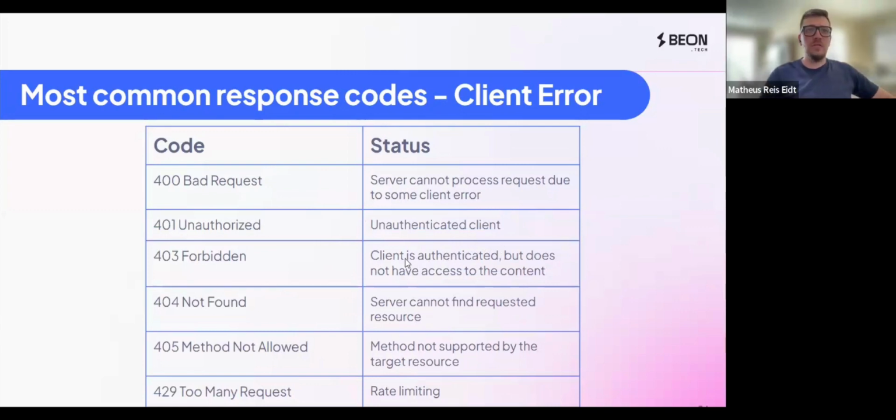The 405 Method Not Allowed is part of the REST principles because it says that the method is not supported by the target resource. For example, if the client tries to delete the book or update the book, but we just have methods for getting book information. We also have the 429 Too Many Requests. This is used for rate limiting on the API.